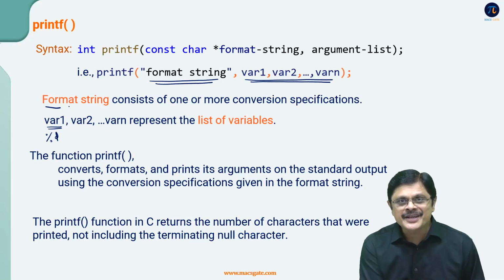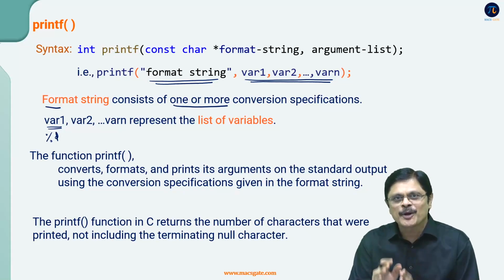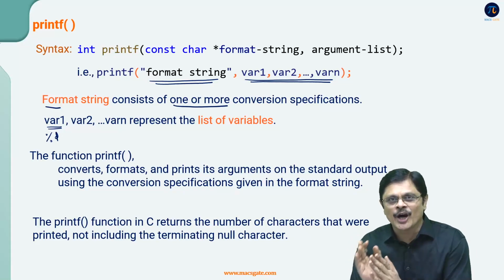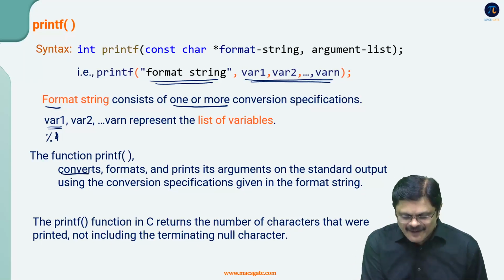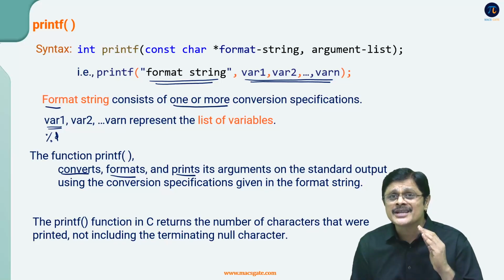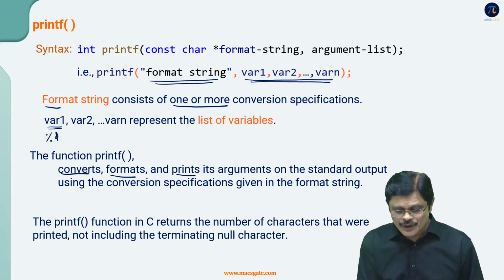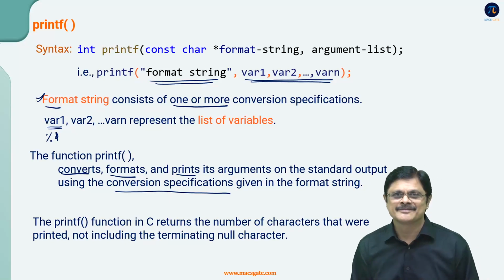So the format string consists of one or more conversion specifications, of course corresponding to each argument in the argument list. The function printf converts, formats and prints its argument values on the standard output using the conversion specifications given in the format. So this is the regular activity of printf function.